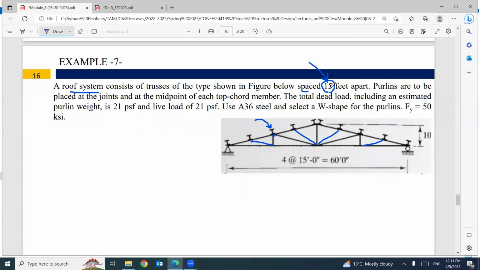This is the first piece of information. Purlins are to be placed at the joints, at the midpoint of each top chord member. That's fine, it's not our deal. And we are given the dead load. The dead load, which is given, includes an estimated weight for the purlin, so no need to consider the weight of the purlin. The total dead load is 21 pounds per square foot.